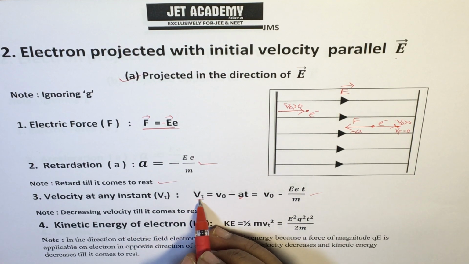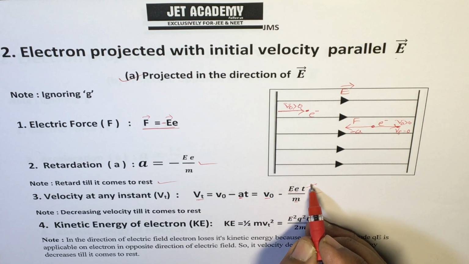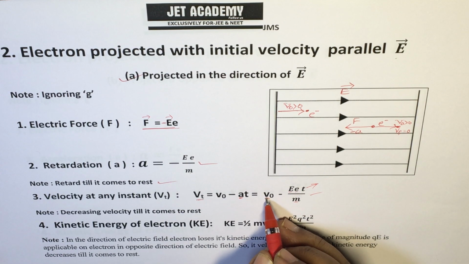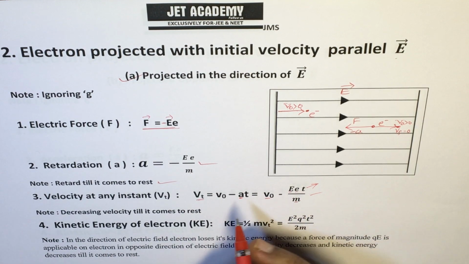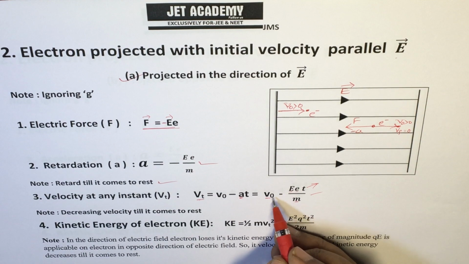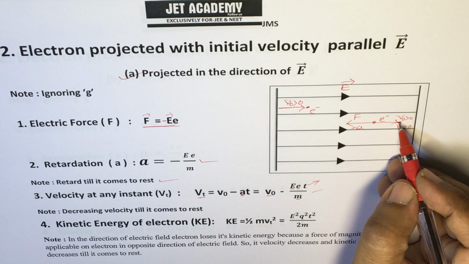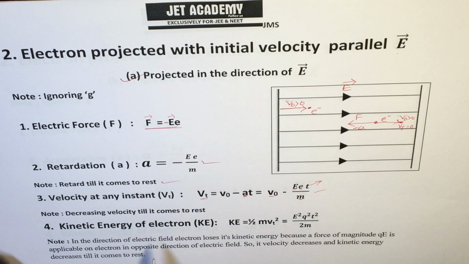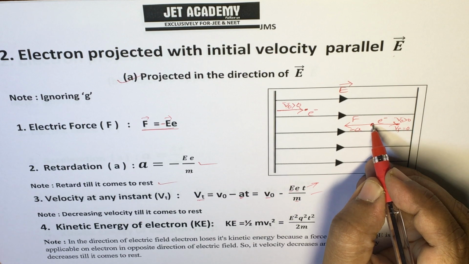This Vt goes on reducing because V naught is there, and eE by m remains constant with time. As the time increases, this factor goes on increasing and Vt reduces. Once it reaches V naught, Vt is going to be 0, and with time after that, this becomes positive. Once it is 0, at that time it starts acting as a rest particle and starts accelerating. It just exhibits the previous case. And the kinetic energy of the electron. Initially, earlier when it was kept at rest, the initial kinetic energy was 0.